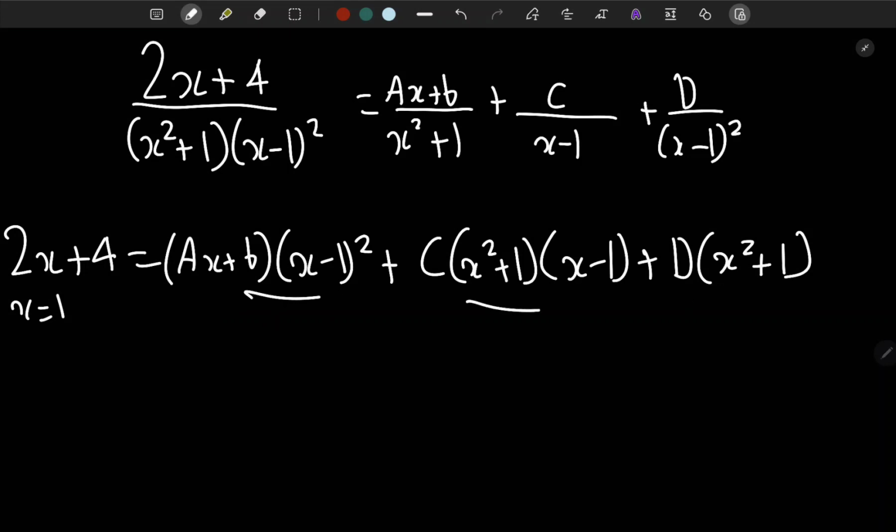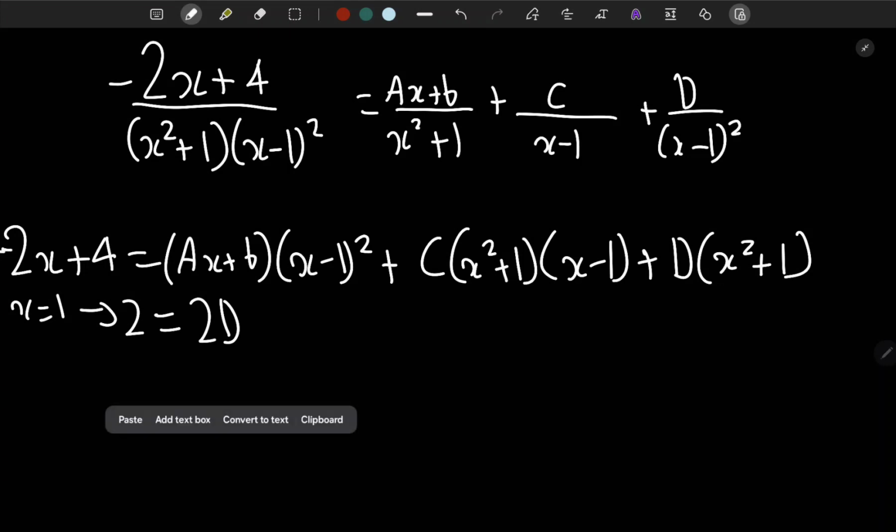So we can directly solve for d here, which we will get the value of 2 is equal to 2d. Oh, one thing I forgot is that this is minus 2x plus 4, so it's minus 2x plus 4 here. Okay, my bad. And here is going to be minus 2x is equal to 2d. Oh, I mean, yeah, 2 is equal to 2d, which is that d is equal to 1.